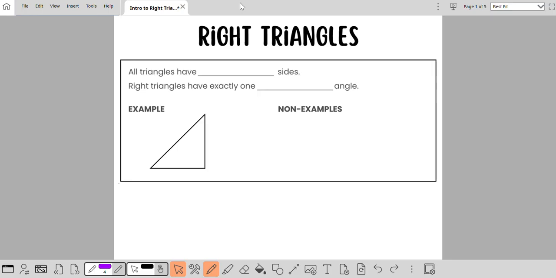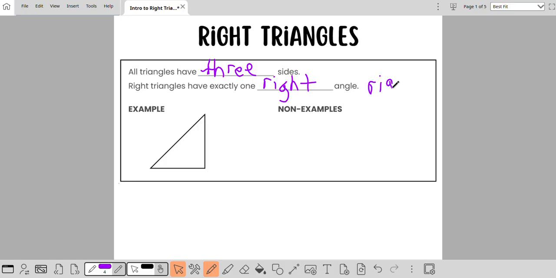So, all triangles have three sides. We all learned that at a very young age. If not, I'll teach you now. They have three sides, and right triangles have exactly one right angle. And then you'll say, but what's a right angle, Ruby? Well, I'm going to tell you.